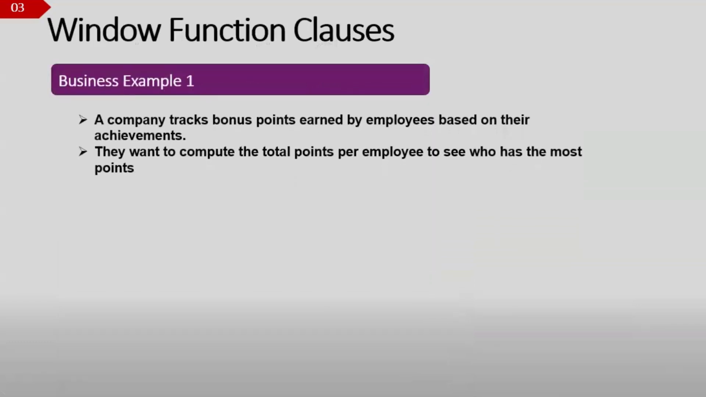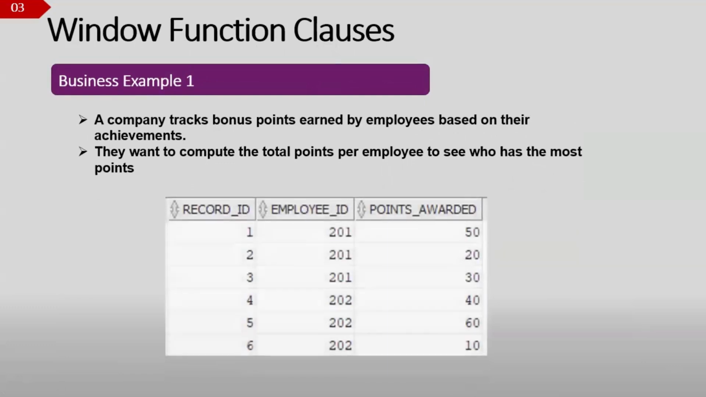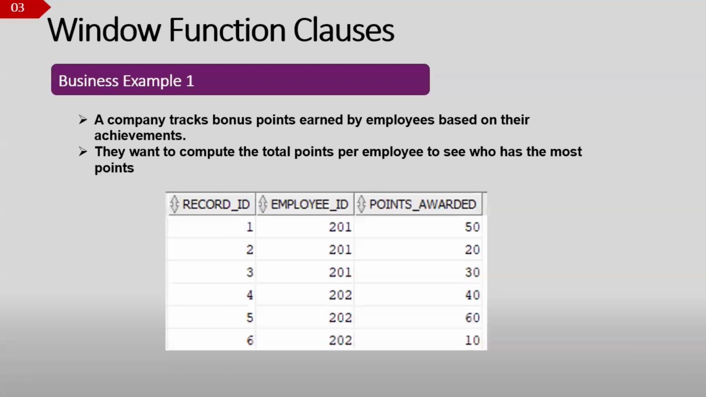Let's take a business example. A company wants to track the bonus of their employees and wants to see, for each employee, the points awarded to him or what is the total bonus. So we can calculate it easily with sum and group by: sum points awarded, group by employee ID, and it will be so easy. But let's try it with the window function.